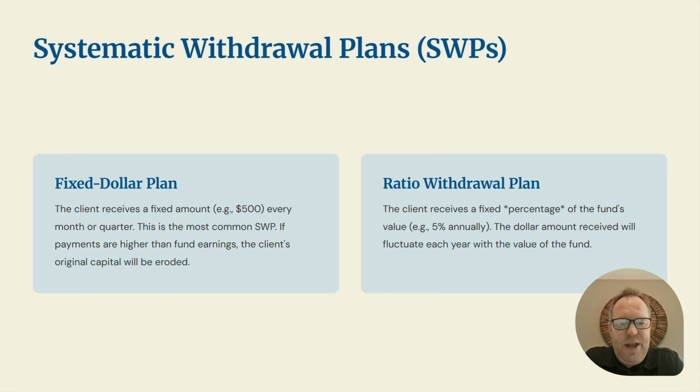The next plan is considered a ratio withdrawal plan. Not as popular, not as normal as using a fixed dollar amount. The client in this type of plan receives a fixed percentage of the fund's value. For example, 5% annually might come out of a mutual fund. The dollar amount received will fluctuate each year dependent on the value of the overall fund. So instead of a fixed amount, you get a fixed percentage coming out.